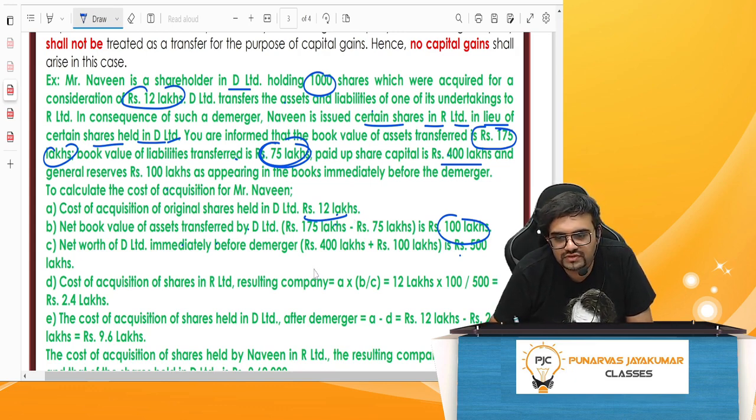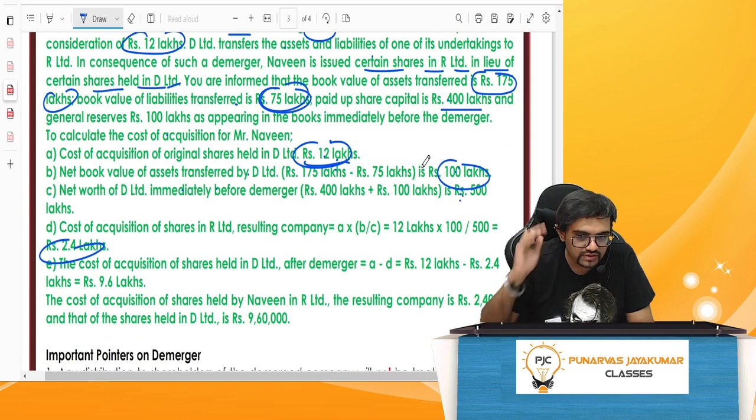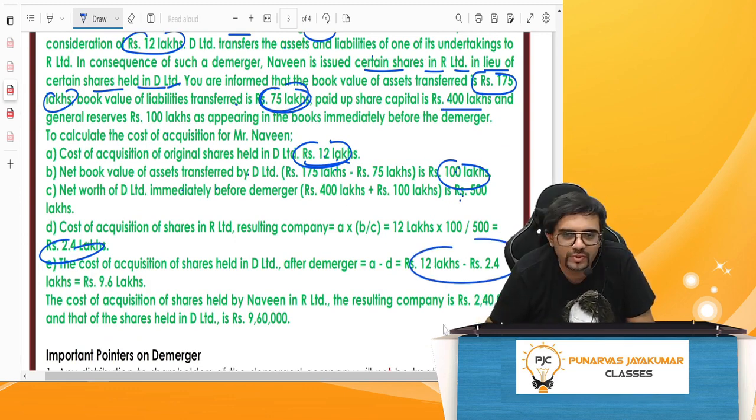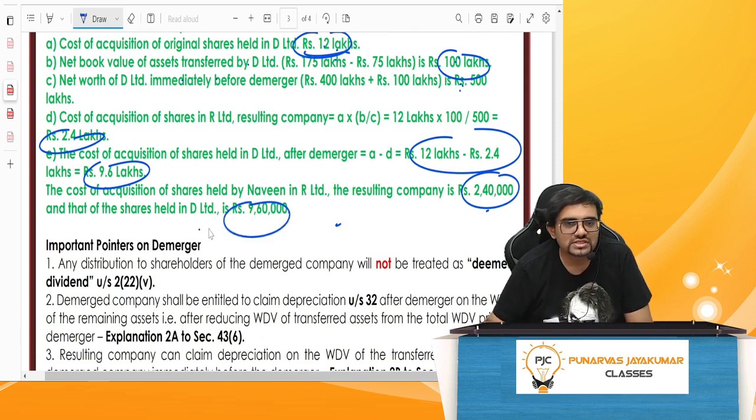Cost of acquisition will be what, guys? This 12 lakhs is for the full company. What is the part which is demerged? 100 out of 500, that is 20%. So 20% of 12 lakhs, that is 2.4 lakhs, is the cost of acquisition in R Limited. The cost of acquisition in D Limited will be the reverse, 12 lakhs minus 2.4, basically 80%, that is 9.6. Hence, cost of acquisition in the resulting company is 2.4 lakh and the other one is 9.6 lakh, overall making it 12 lakh. That's all.